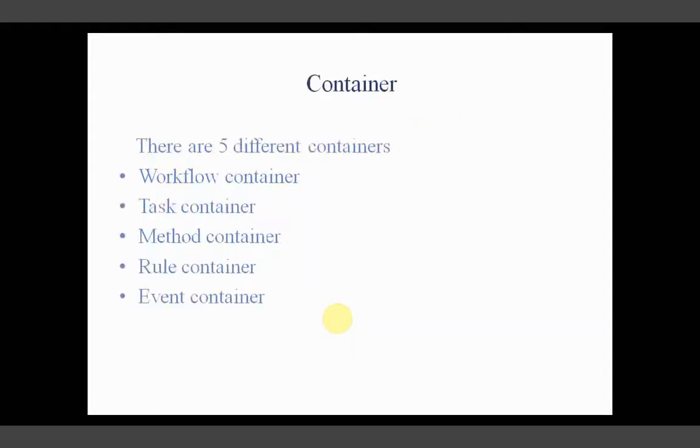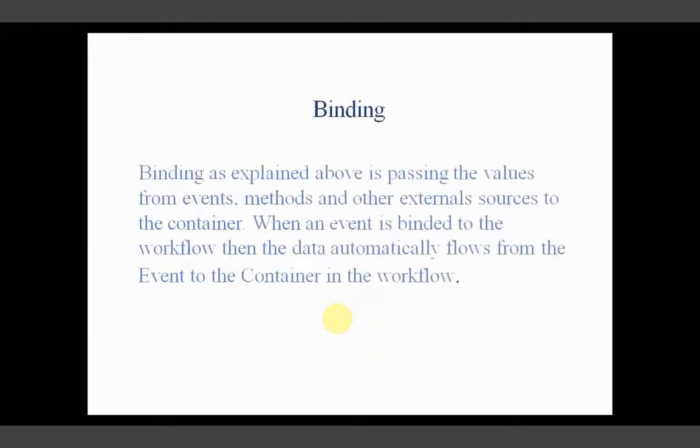Now we have 5 different kinds of containers. First we have the workflow container, second the task container, third method, fourth rule, and fifth event. I will go one by one. Once I discuss agents, I will discuss the rule container, and once I discuss events, I will discuss the event container. But for today I will be discussing the workflow container, task container, and method container. So we have 5 different types of container.